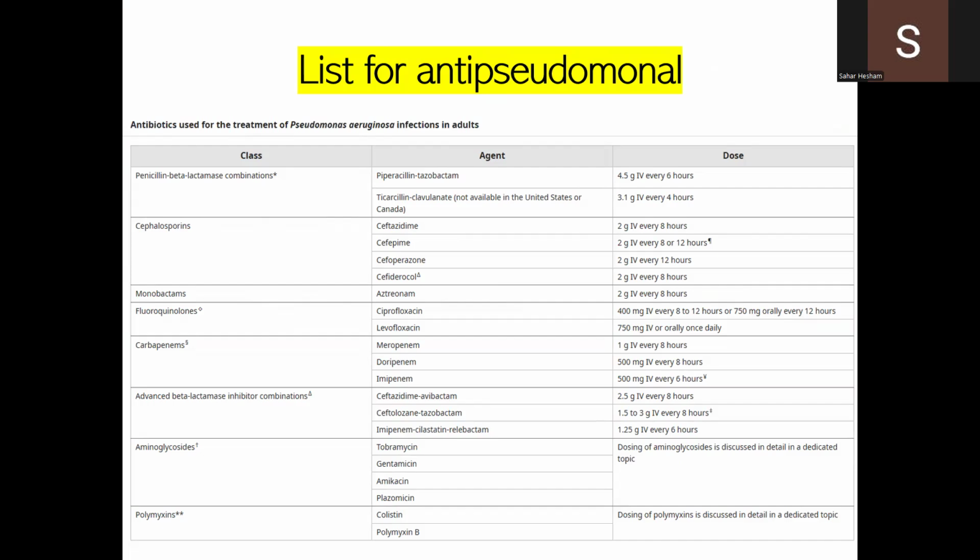We usually use piperacillin-tazobactam as a beta-lactam. We usually use cefoperazone, cefadricol, cefepime, and ceftazidime as cephalosporins. Also, we can use the novel beta-lactams such as ceftolozane-tazobactam and ceftazidime-avibactam, or fluoroquinolones like Cipro and levofloxacin, and aminoglycosides. Importantly, you should know that Cefotax and ceftriaxone are not considered anti-pseudomonal agents. Also, we can use the carbapenems like meropenem, doripenem, and imipenem/cilastatin.